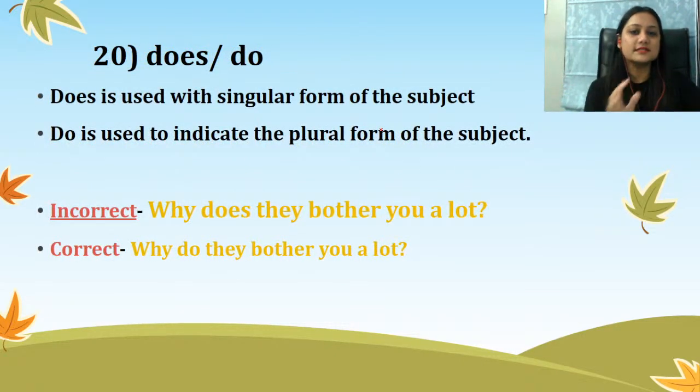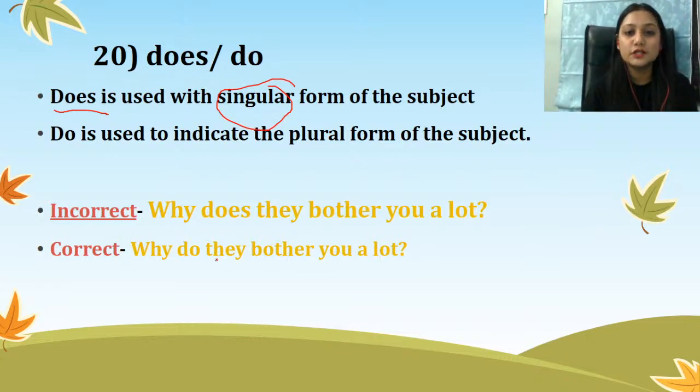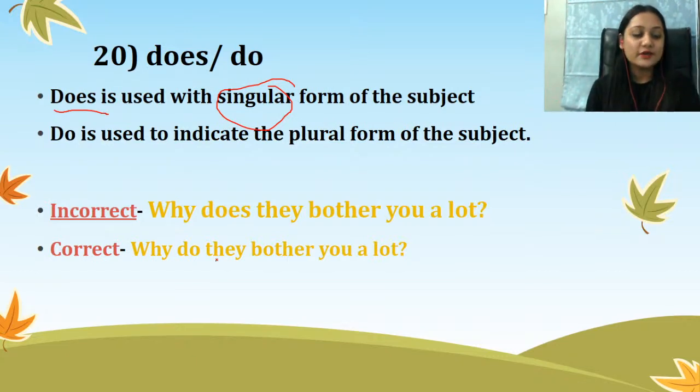And the last one is does and do. Does is used with the singular form of the subject and do is used with the plural. For example, why does they bother you a lot? But I have just told you we are supposed to use does with singular. The correct sentence will be, why do they bother you a lot? I repeat, why do they bother you a lot? So that is all, 20 grammatical mistakes which we tend to make.